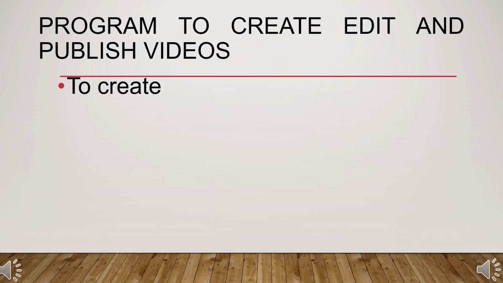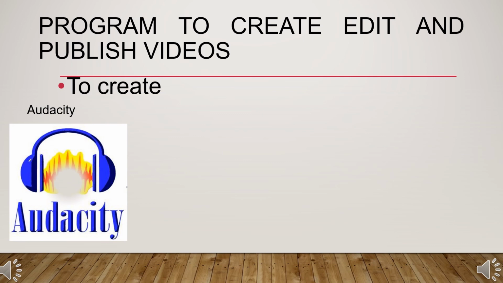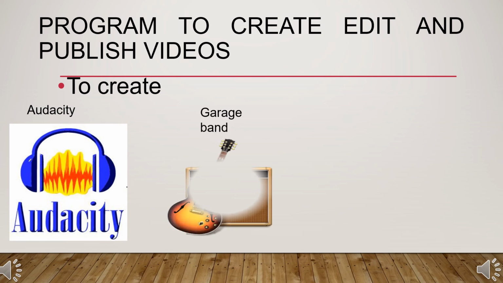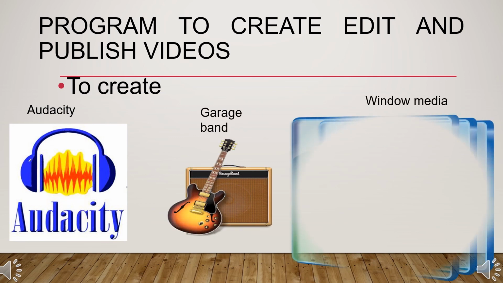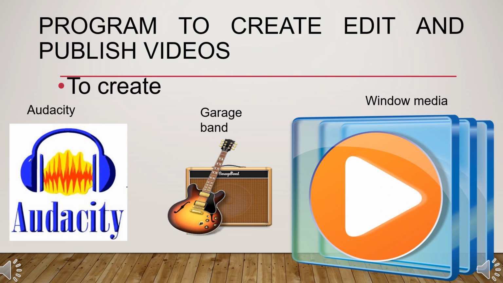These are the programs to create, edit, and publish video. Talk first about where to create. First, Audacity to record and arrange. Second, GarageBand to record and edit sound. Third, Windows Media to record and edit video.